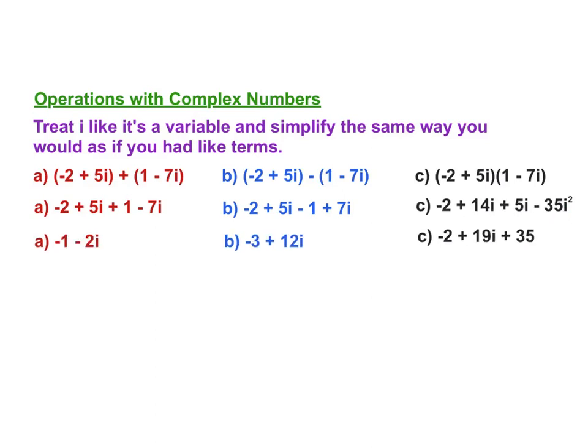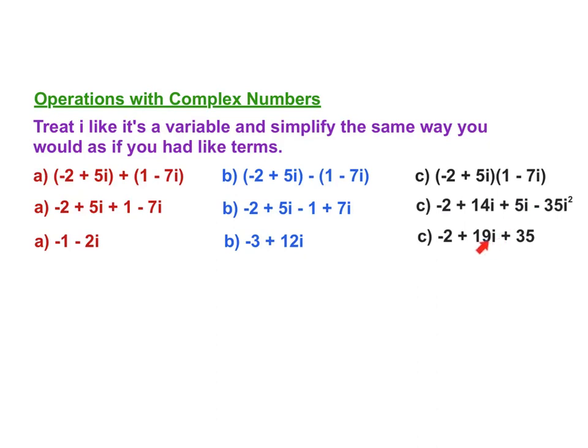So here's what your next step will look like. Okay? So on the first one, -2 plus 1 is -1. 5 minus 7 is -2i. How many had A right? Raise your hand. Okay? B, -3, so -2 minus 1. 5 plus 7. How many had B correct as well? Alright, so notice what happened in C. I combined the 14i and the 5i. That gave me 19i. I replaced this minus 35i squared. Since this is -1 times a negative, it will be plus.